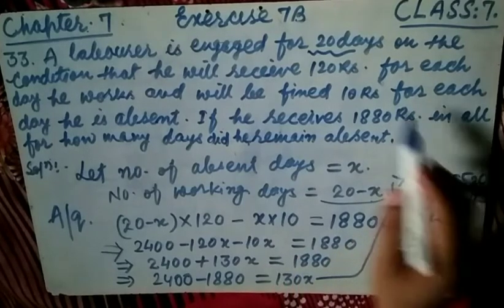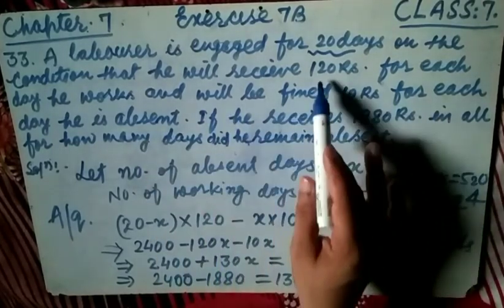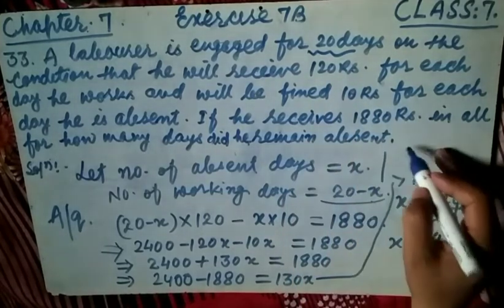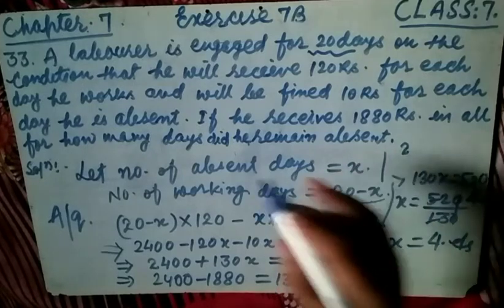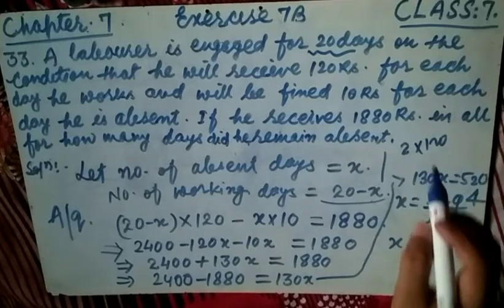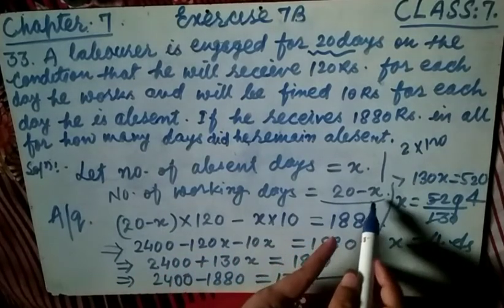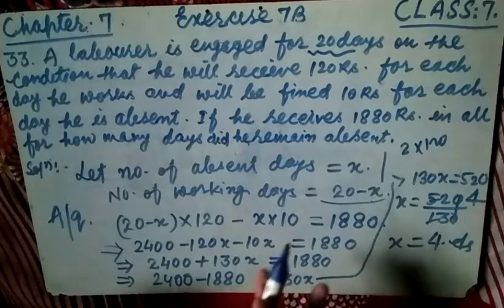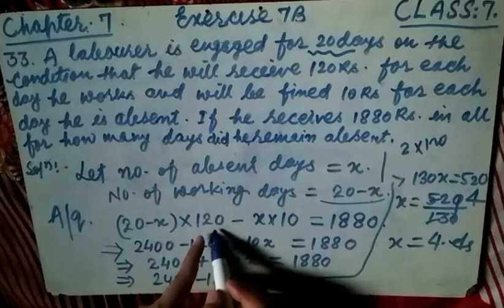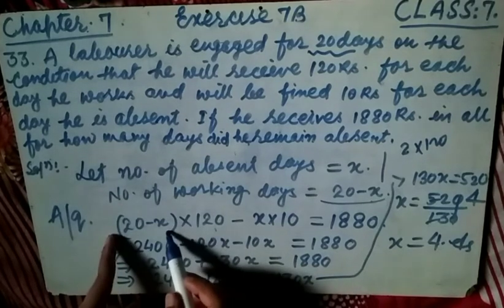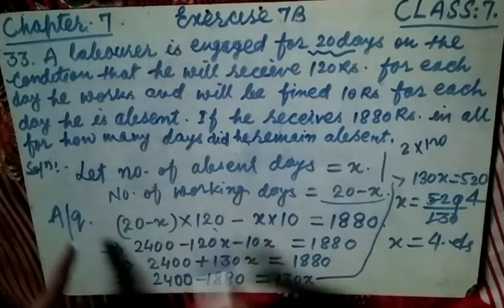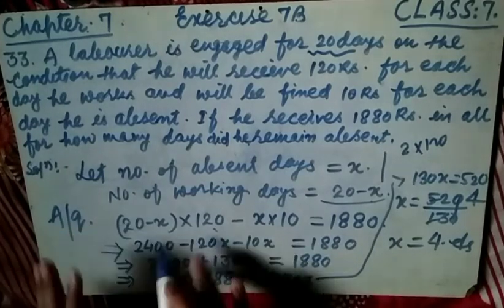Now he receives 120 rupees each day. Suppose he works 2 days. How much money will he get? This is 2 multiplied by 120, which means 240. Similarly, the number of working days is 20 minus x. So the total amount for these days is 20 minus x multiplied by 120. Remember, this is the number of working days and this is the amount for each day. So this multiplied by this gives us the total amount for the working days.